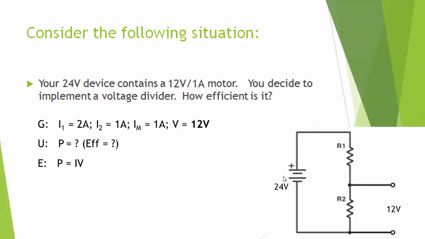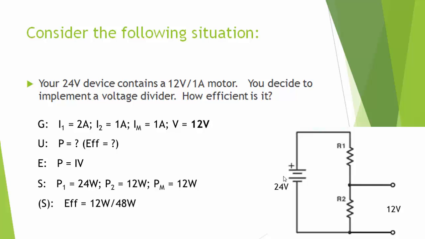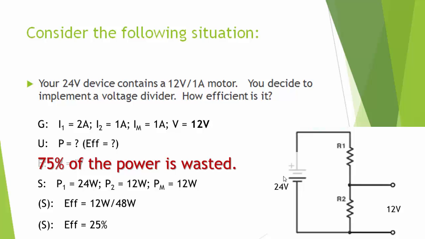We can calculate the power associated with each one of those things next. P equals IV. And so the power through the first resistor is 24 watts, right? 12 times 2. The power through resistor 2 is 12 times 1 equals 12 watts. And the power through the motor is 12 times 1 equals 12 watts. So 36 of those watts goes to heat, and 12 goes to moving our end effector on our robot. So we've got 25% efficiency, or 75% wastage of power. This is not an efficient way to work.